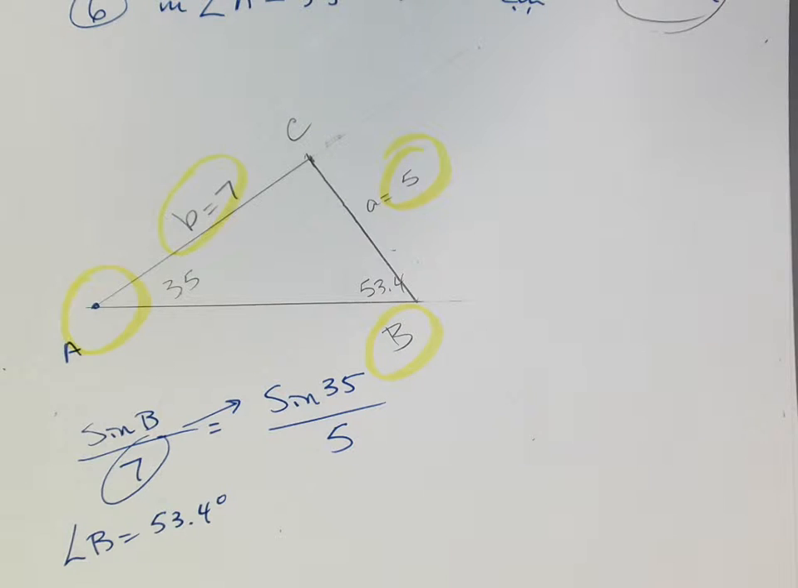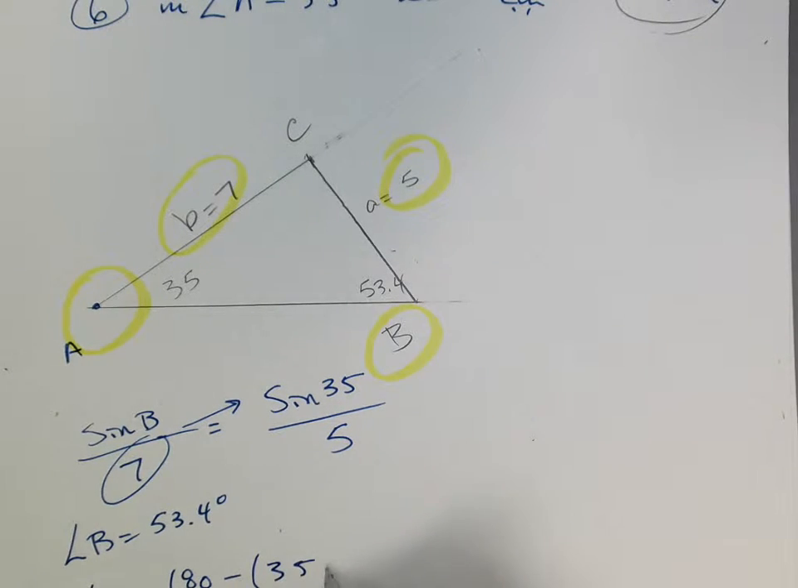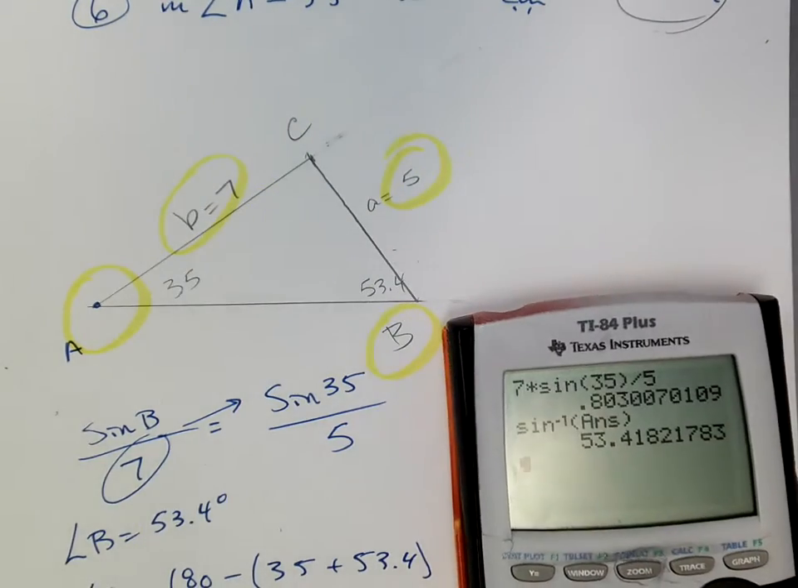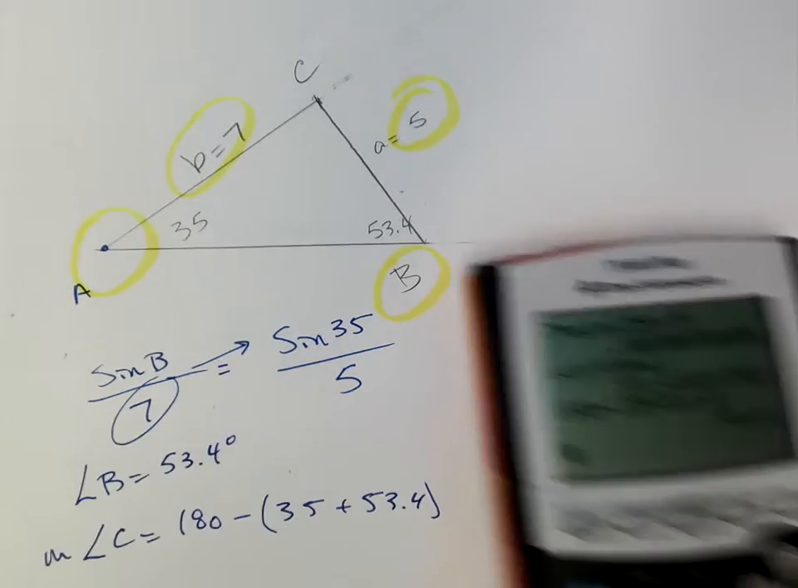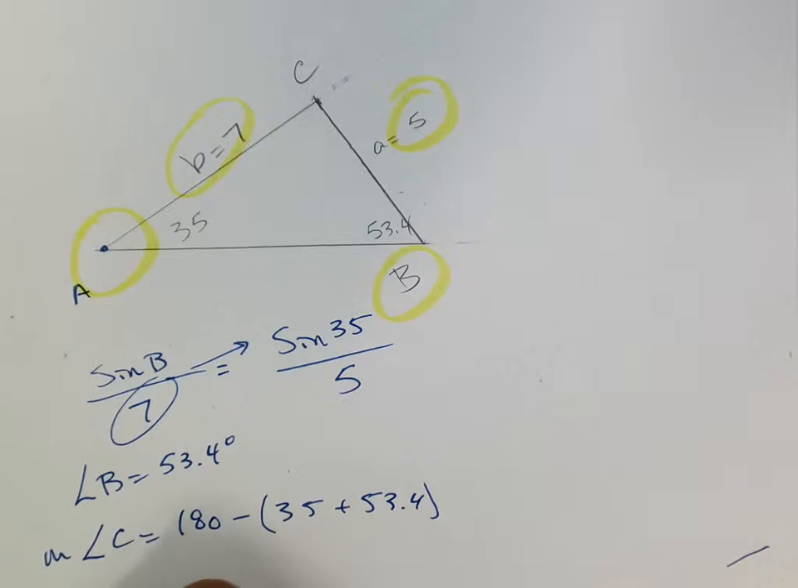Of course, angle C is easy, right? Angle C is just 180 degrees in a triangle. So the measure of angle C is equal to 180 degrees minus the sum of the other two acute angles, 35 plus my 53.4. Use my calculator. 180 minus parentheses, 35 plus 53.4, and I get an answer of about 91.6. Okay, got it.